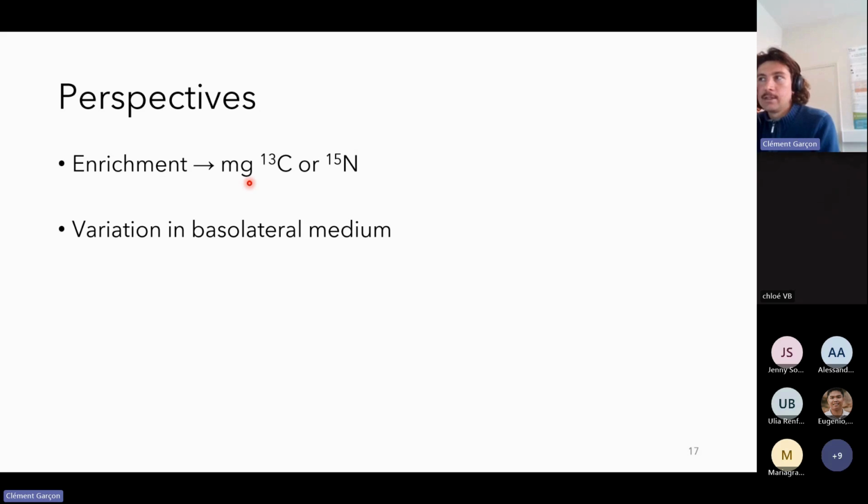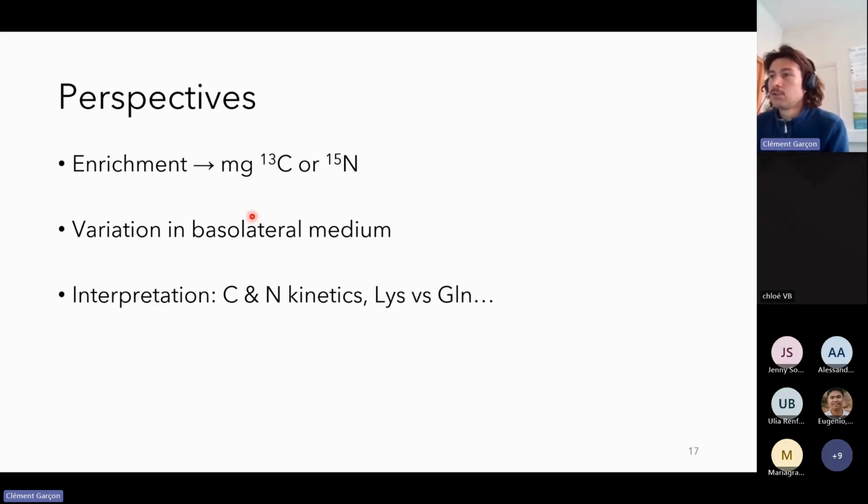I didn't really expand on that, but there is the variation and the reproducibility of the results in the basolateral medium. And obviously to go a bit further, we'll have to make some other experiments and repeat, and go a bit further on the carbon and nitrogen kinetics and the differences between lysine and glutamine and so on, to have a clear picture of what we are looking at.